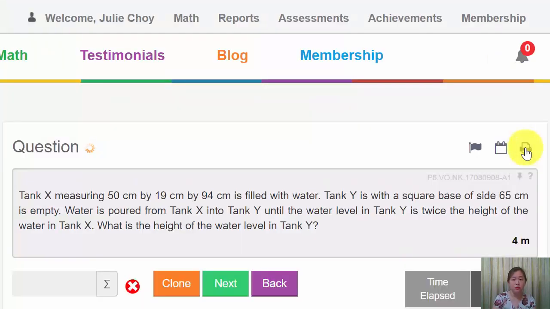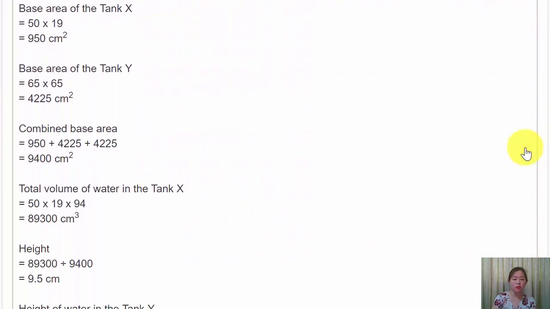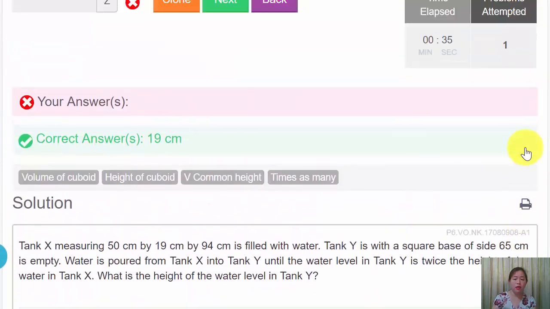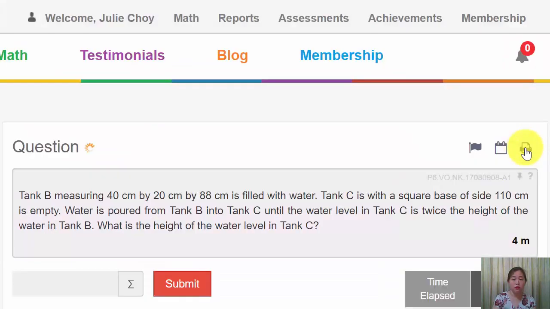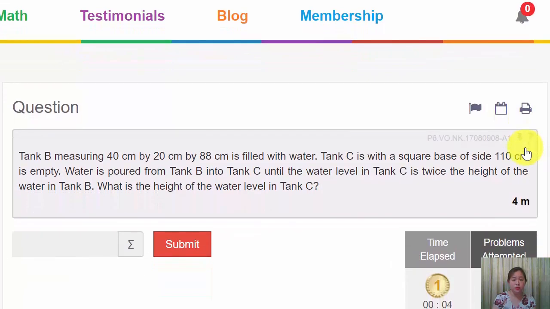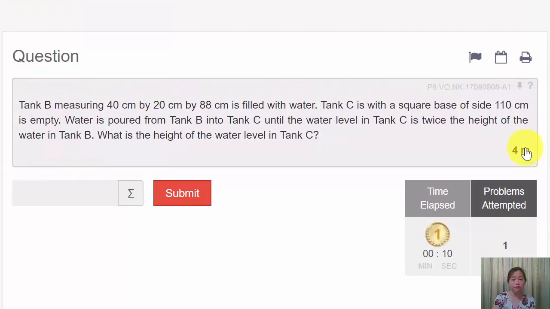So if you click submit, we will have the solution there for you. And you can definitely clone again to try again if you get it wrong, either because you want to improve in your speed or you want to improve in the understanding of your concept.